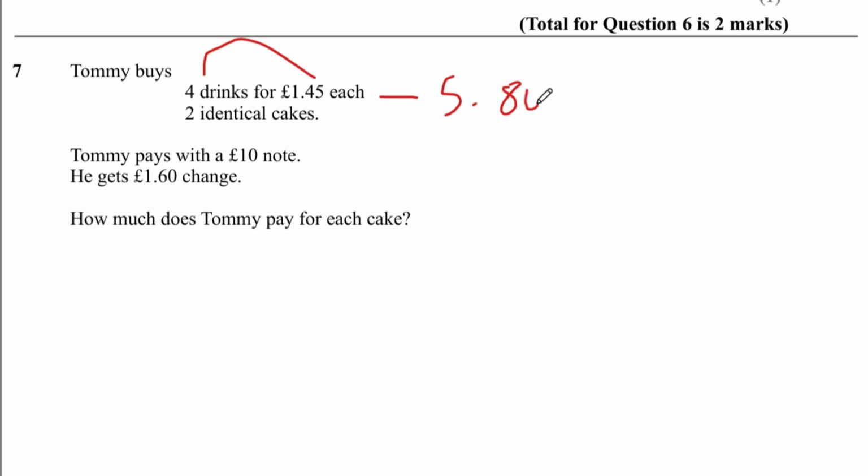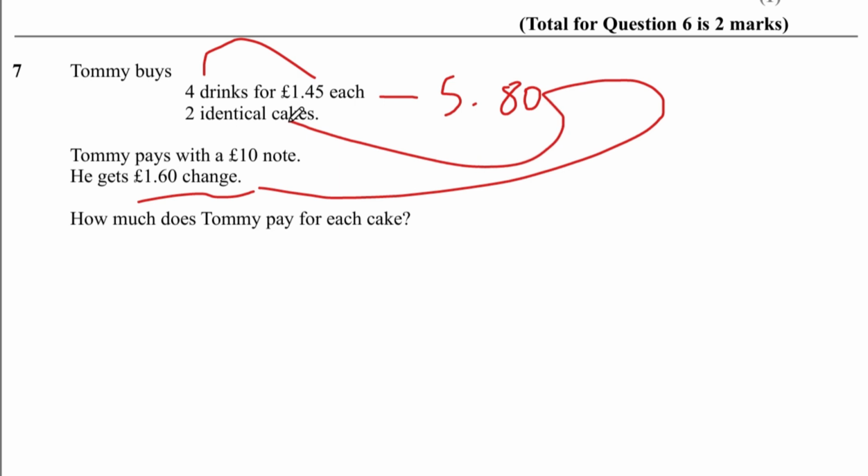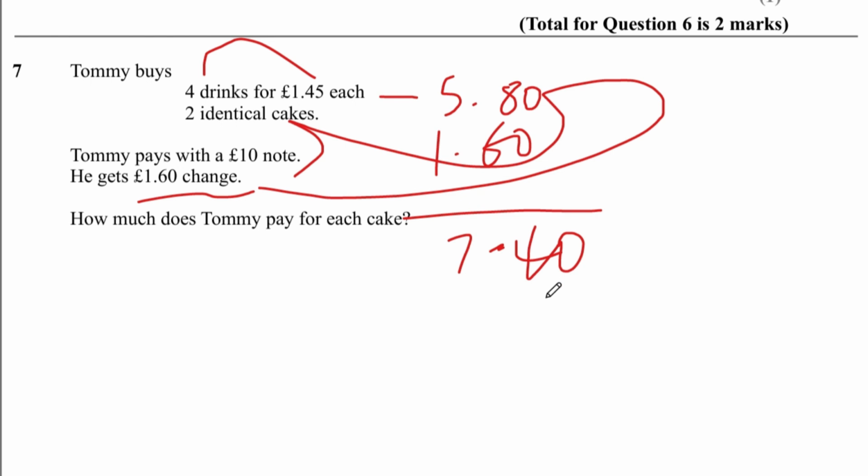Then you have 2 identical cakes. They ask you for the cost of one cake. So what you can do is this: 1.60 change. Always add the change. This is the idea. The change plus the drinks plus the cakes will give you 10. So we've got the drinks. Now let's add the change. 5.80 plus 1.60 will give you 7.40. So all of those things cost 7.40.